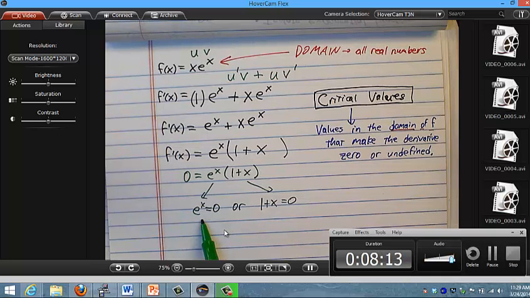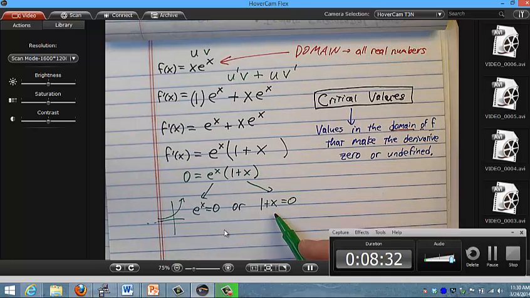Now, can this happen? e to the x equals 0? No, we know that e to the x is always positive, right? I mean, think about what the graph of e to the x looks like. It kind of takes off, right? Exponential growth. And you have an asymptote here, but it's never going to be negative. But how about this one? We get x equals what? Okay, x equals -1. So what did I learn? Well, not much yet. I guess I learned that if I put a -1 in for x, the derivative there is 0.